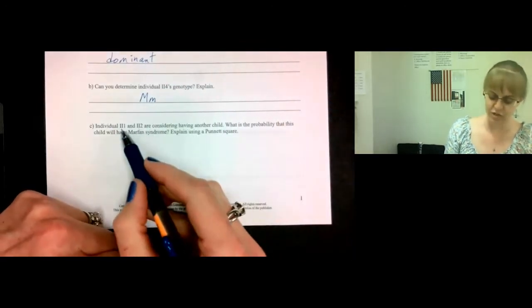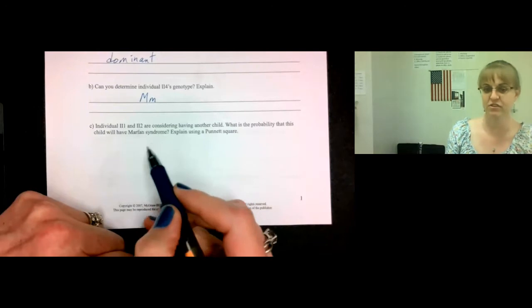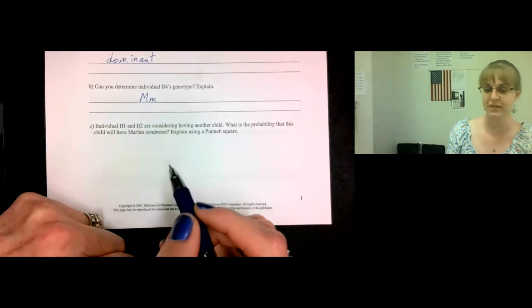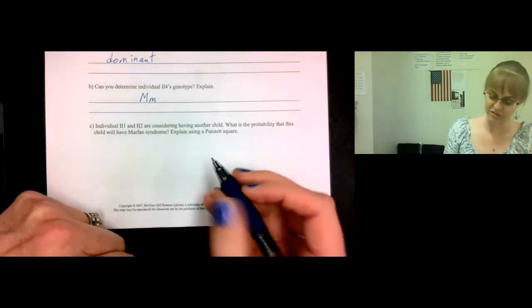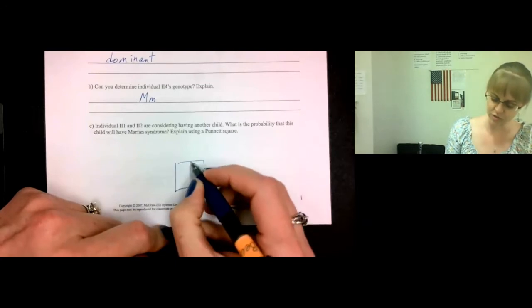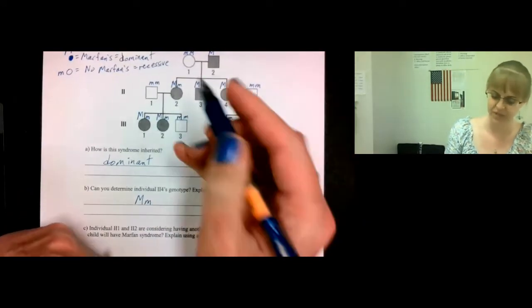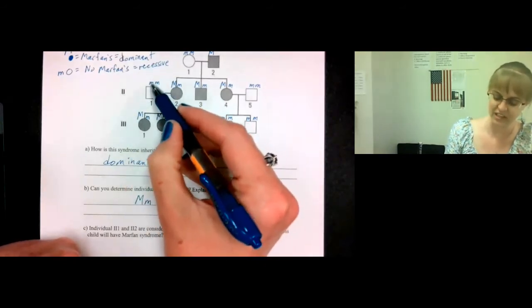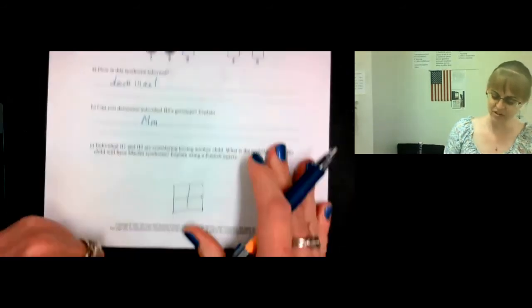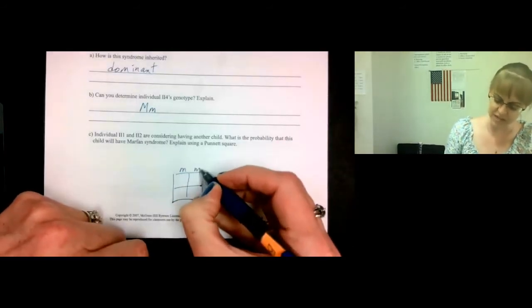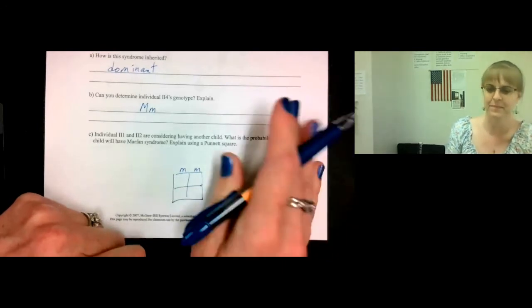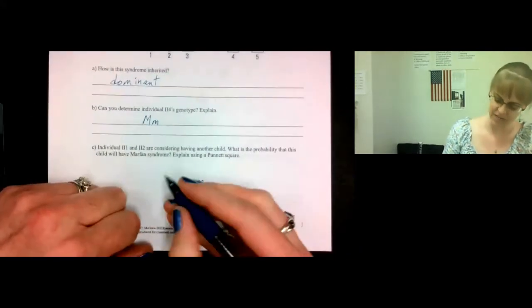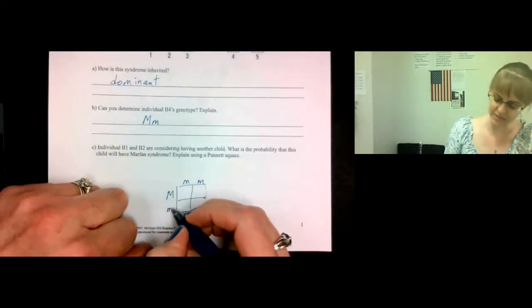Individual 2,1 and 2,2 are considering having another child. What is the probability that this child will have Marfan syndrome? Explain using a Punnett square. So first we need to look up individual 2,1 and 2,2. So second generation, first person, that's lowercase, lowercase. This is the male. You usually put the male on the top of the Punnett square, but if you put him on the side, it's okay. Then the female has a capital M lowercase m. She usually goes down the side.